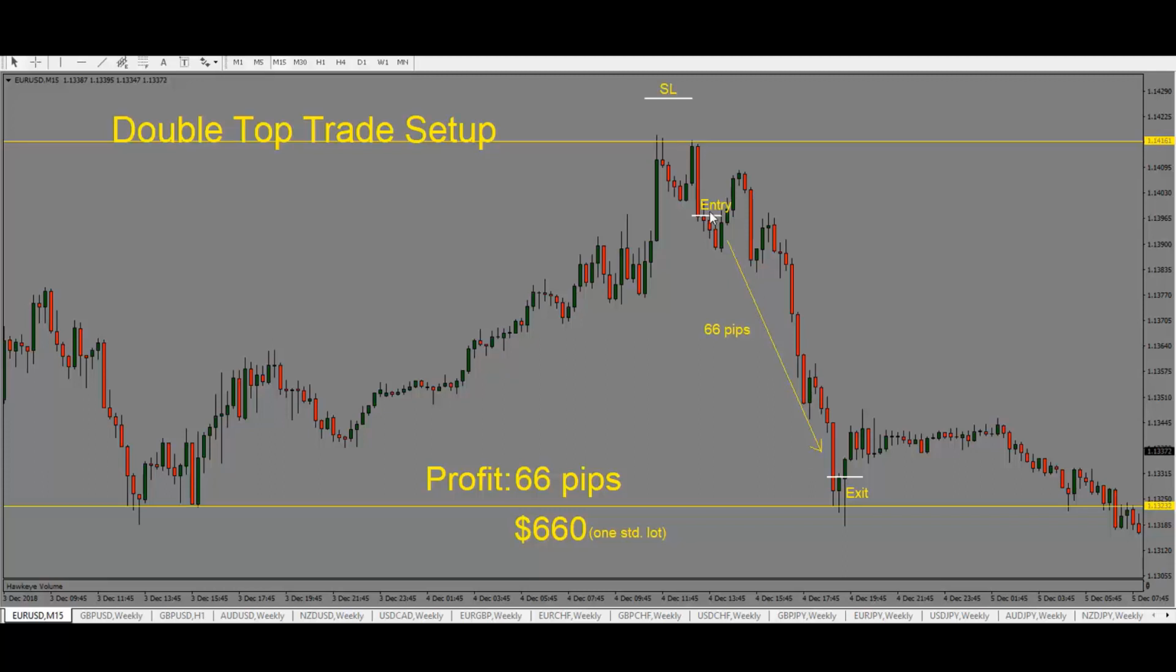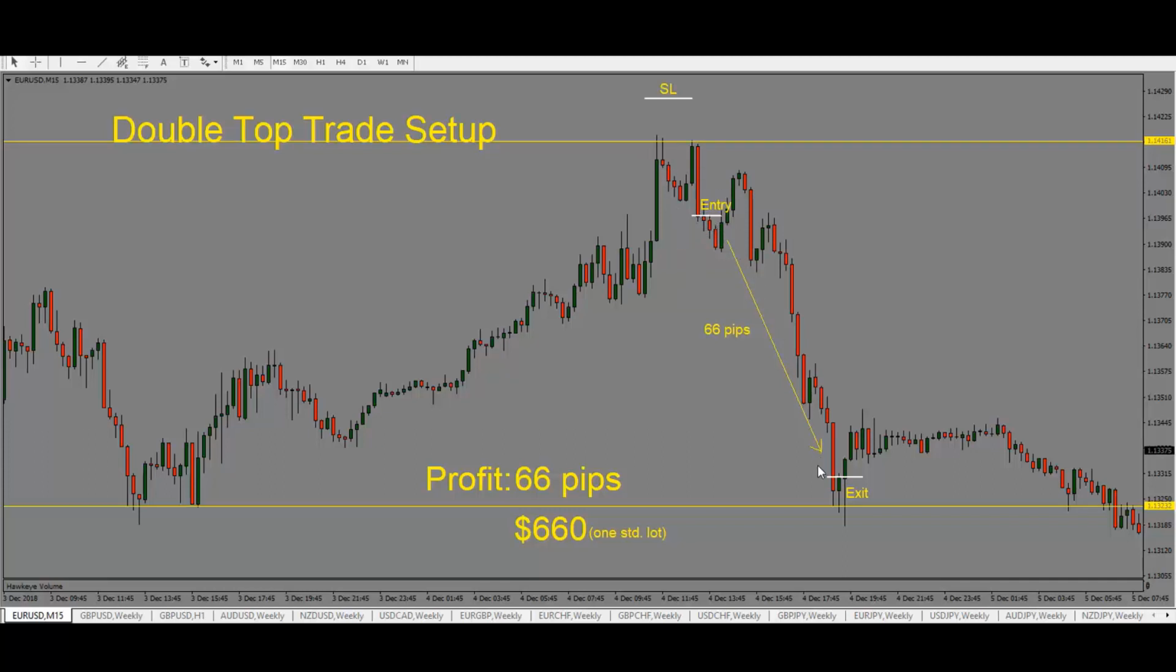If you did not take this trade at the close of this candle, another level to take a trade from would be this. After we get this bearish engulfing candle close here, that's a good place to enter a short as well. But for the double top here, we would just enter the trade at the close of this candle because this is our double top pattern.